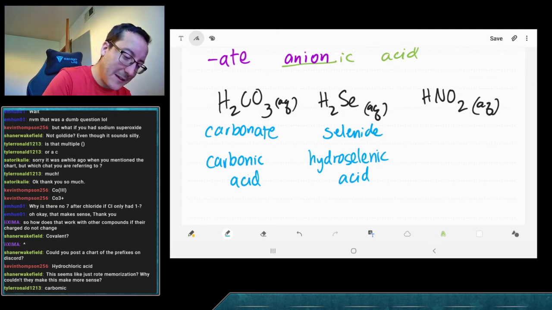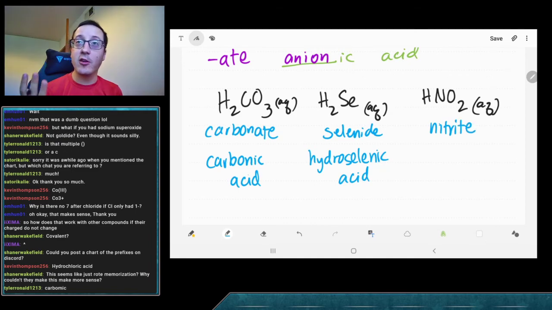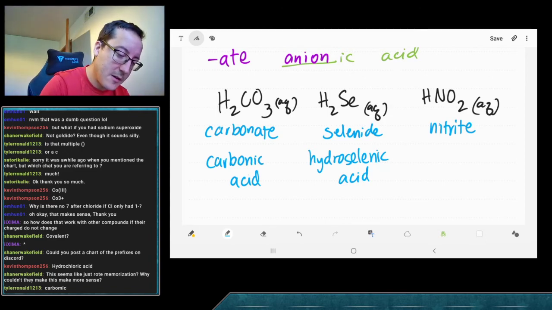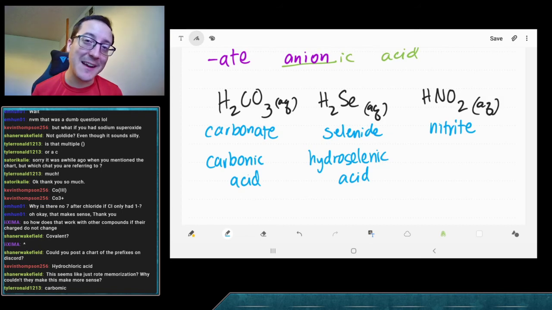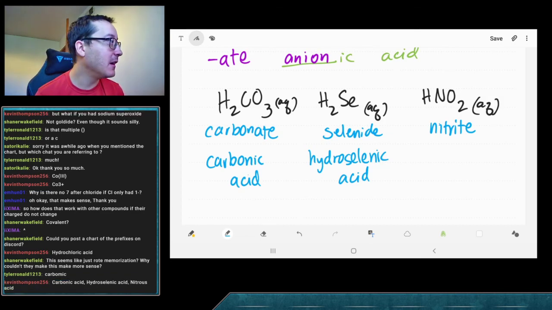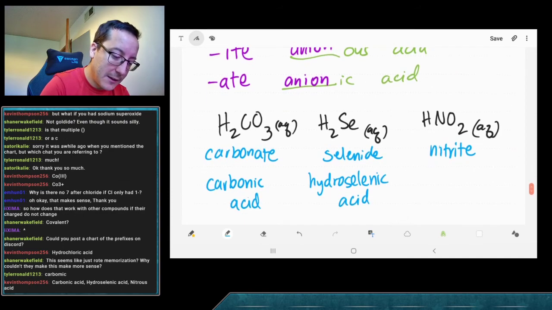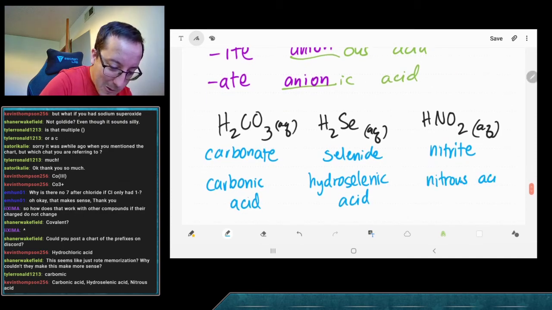This one here is nitrite. I know you guys are wondering how we are expected to know all these right away. This is where memorizing your polyatomic ions becomes much more valuable. Understanding that NO2- is nitrite right away is very nice for us. We see it ends in "ite," so that means this is going to be nitrous acid.